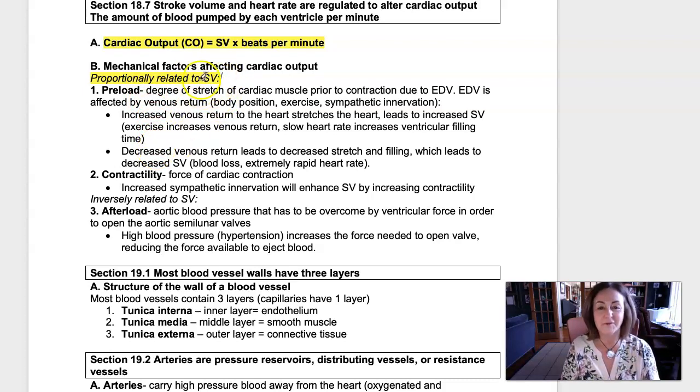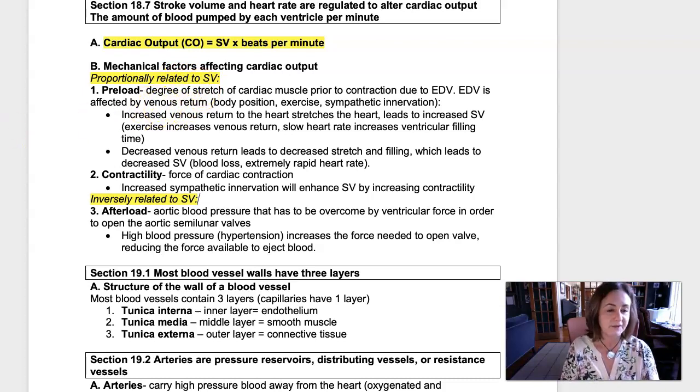In other words, if the stroke volume goes up, preload and contractility also go up. And what's inversely related to the stroke volume? In other words, if the stroke volume goes up, the afterload goes down. So see if this makes sense. As far as these factors, these are just mechanical factors that are affecting cardiac output.